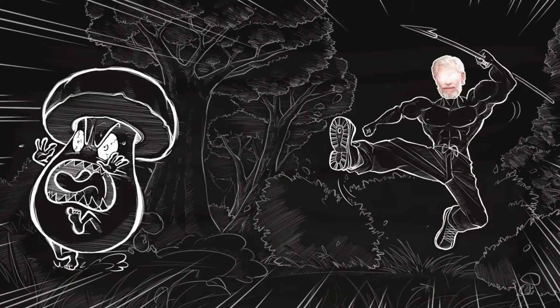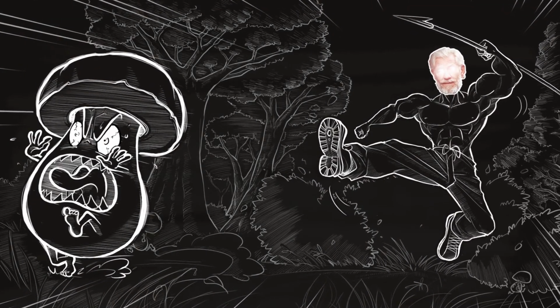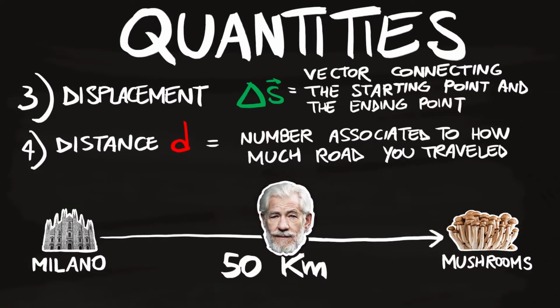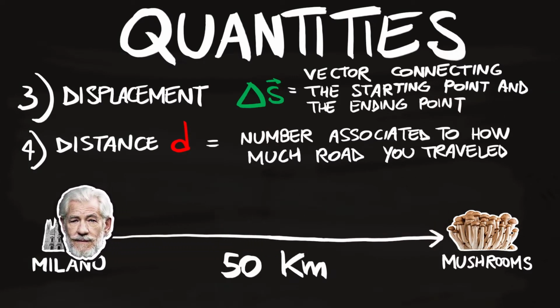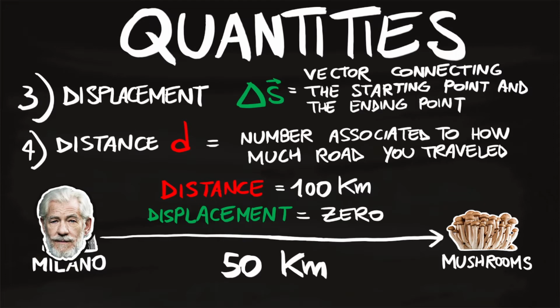Yeah, wait a second. Let's say Grandpa is done with his porcini hunt session and is coming back home. He has to drive for another 50 kilometers. So, it's a total of 100 kilometer trip. But his displacement at the end of the day is not 100, is 0. That's because his final position and his starting position are the same. So, displacement and distance are not the same thing.